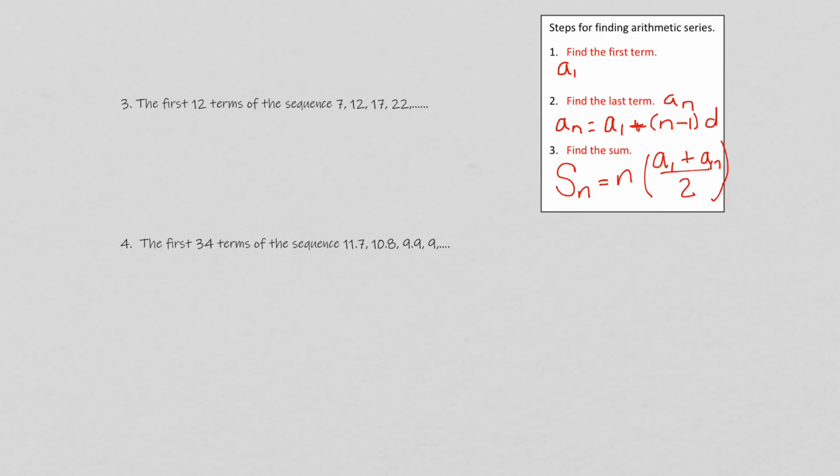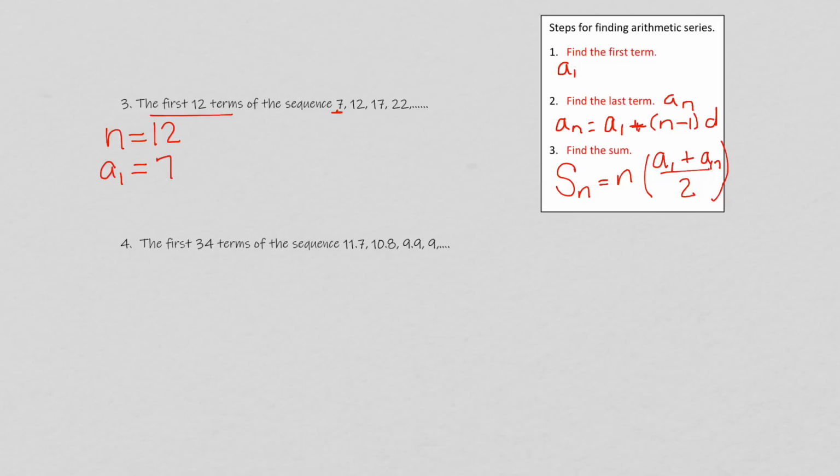Okay, so with that being said, let's look at number 3. We're going to find the sum of the first 12 terms. So that tells me already my n is going to equal 12. And then the next thing we know we need is a sub 1, which in this case I don't even have to work for. That's my sequence 7, 12, 17, 22. My first term is 7.